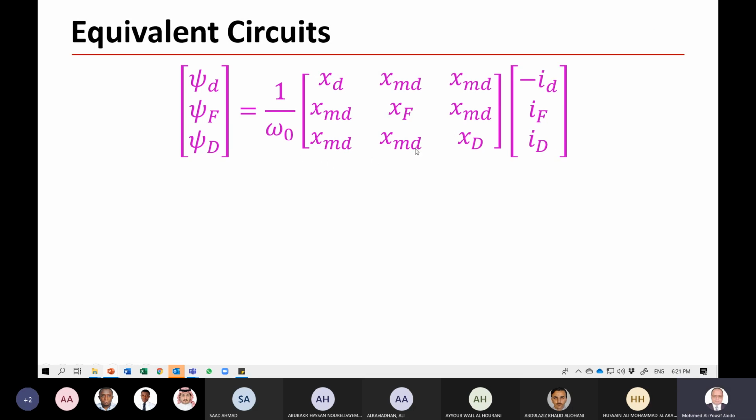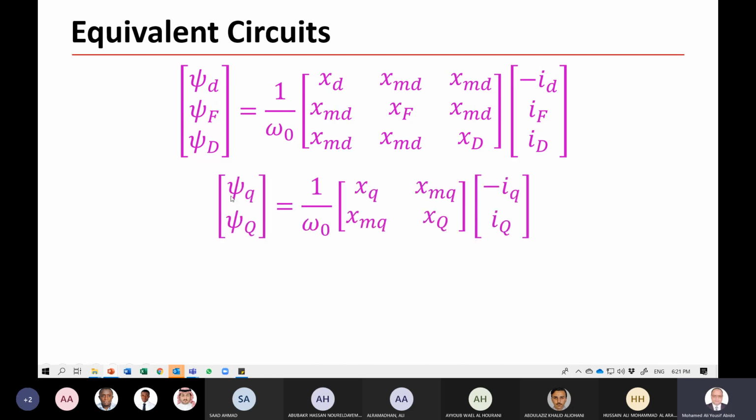axis damper winding, and we can write a similar equation for the quadrature axis. You have psi Q and psi Q capital, which is equal to the self reactance and the mutual reactance between the direct axis, quadrature axis of the stator and the quadrature axis of the rotor.